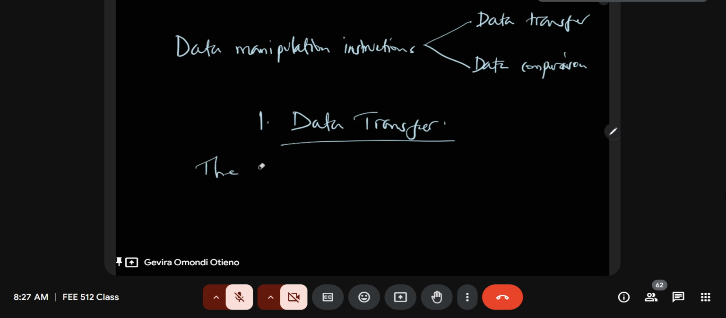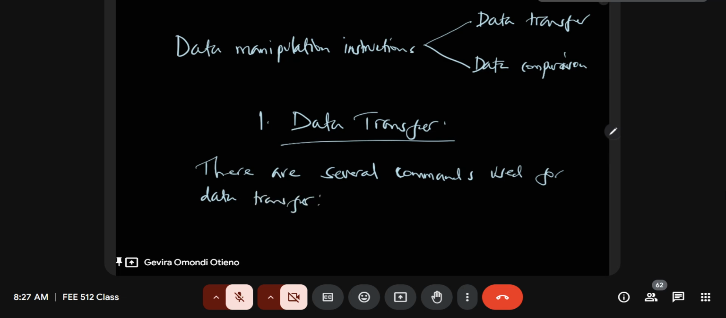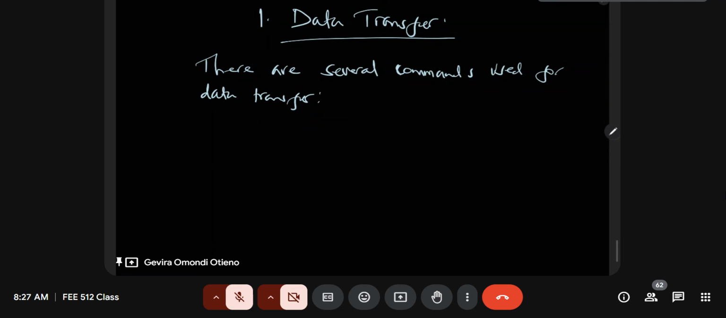So let me say there are several commands used for data transfer. We'll quickly look at some of these commands, and if time allows, we'll move on to the other logical operations. The first one, that's one of the most common data transfer commands, is the word move.